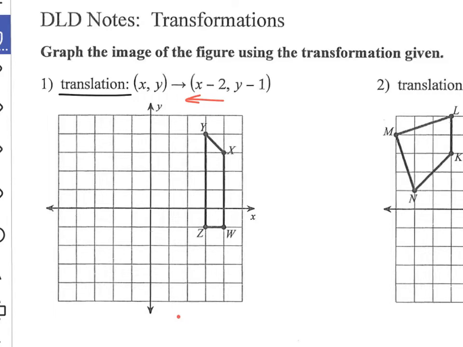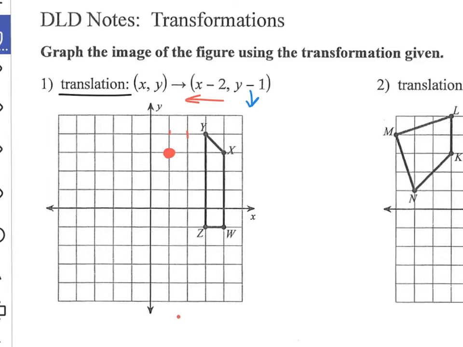Now, y minus means that we are going to go down 1. Y minus means we go down. Y plus means that we add more to our y value or we go up. So let's go ahead and translate this. I'm going to translate one point at a time, and I'm going to start with point Y. So starting at Y, I'm going to go left 2, down 1.